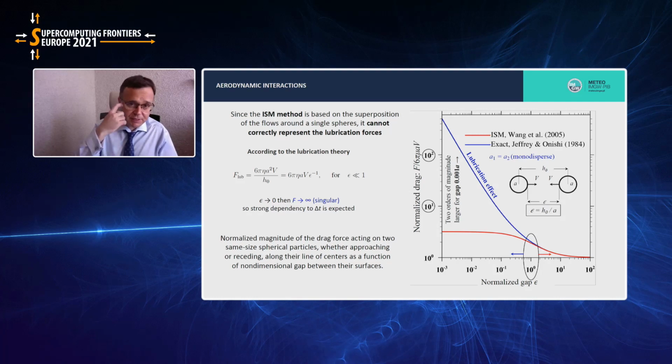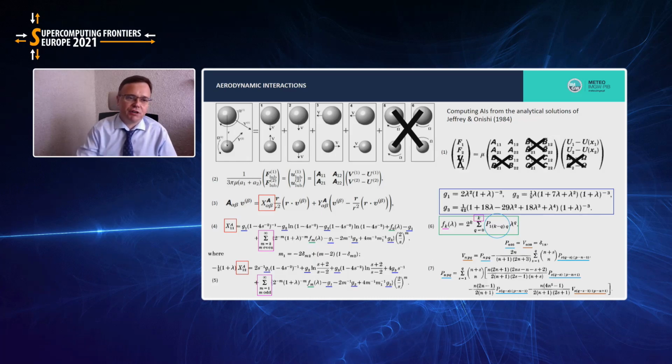But this superposition method does not allow us to represent lubrication effects. That's because it is a superposition of flows around single droplets. So if we want to represent the lubrication effect, we have to use the full solution for two droplets. And this is a much more complex problem, which also includes the effect of rotation. But even if we neglect the effect of rotation, the system becomes smaller.